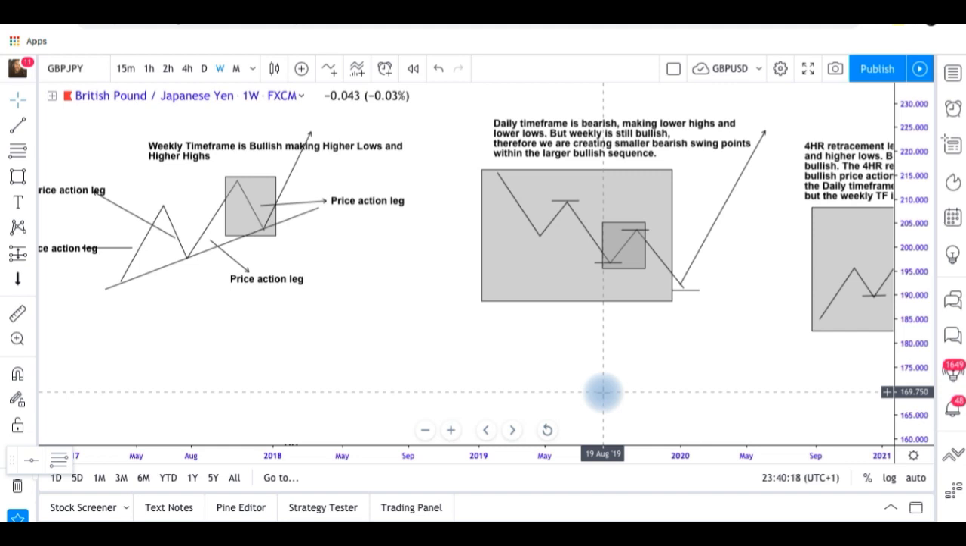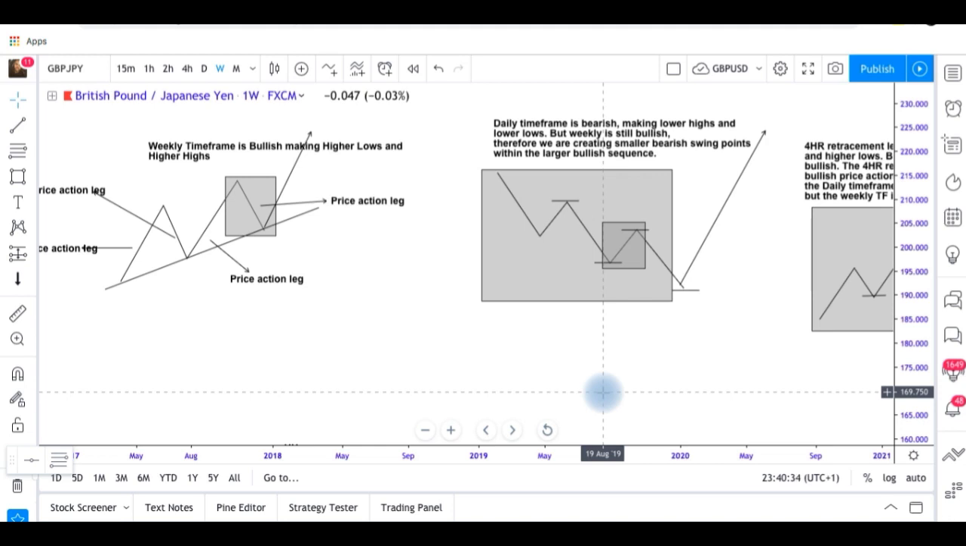So when you begin scaling down, the biggest advice I can give you is make sure you're always checking the higher time frame to confirm whether you're making higher lows and higher highs or lower lows and lower highs, and that you're trading with the overall trend.